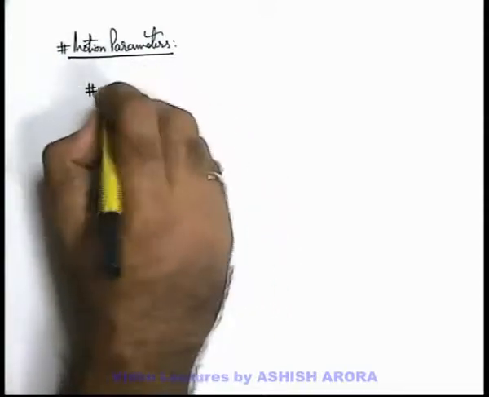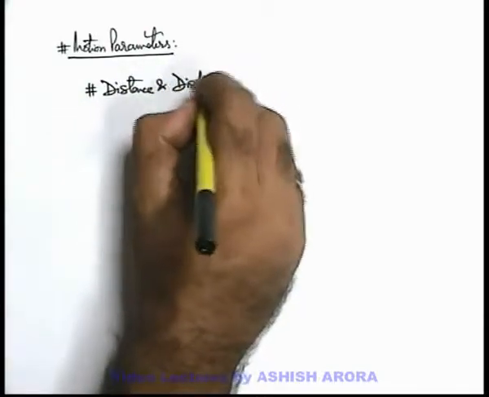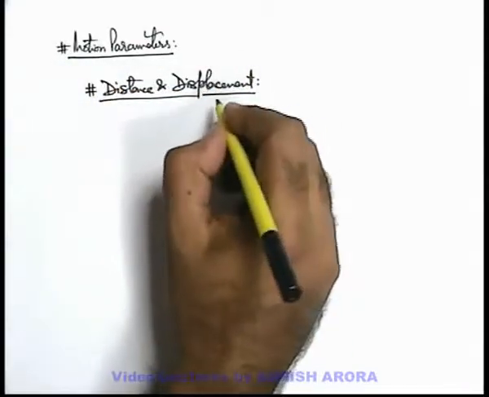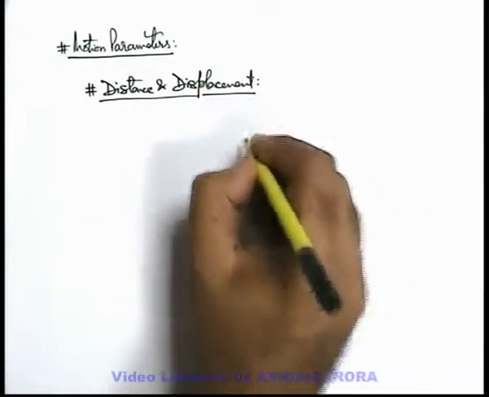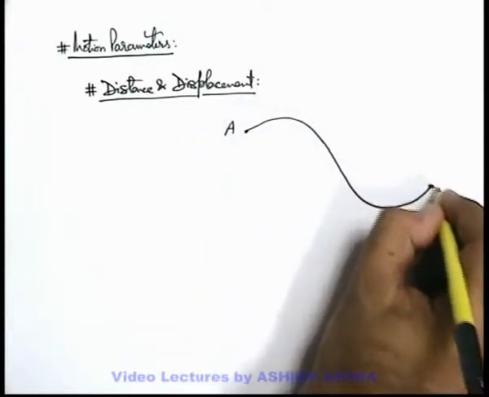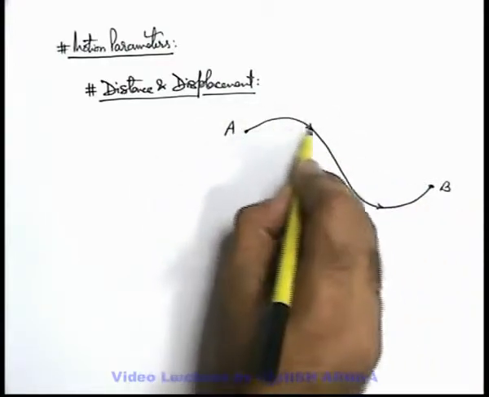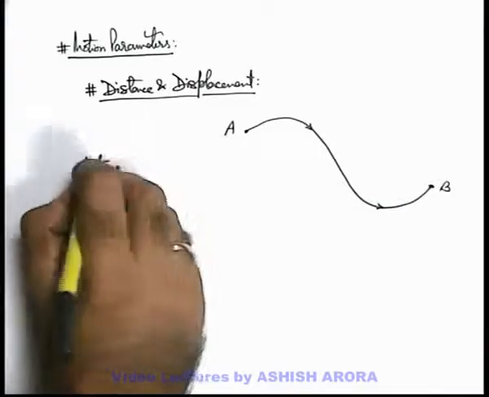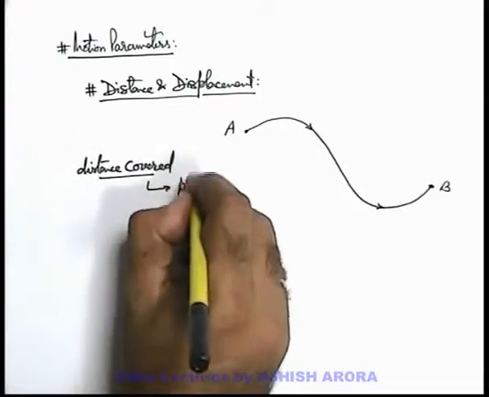The very first is distance and displacement. I hope in your earlier classes, you have covered the basic difference between distance and displacement in motion of a body. Say a body starts from point A, and along this path the body goes to point B. This is the path along which the body is moving. So the length of this path we simply call distance. We just talk about distance covered. This can be written as path length.